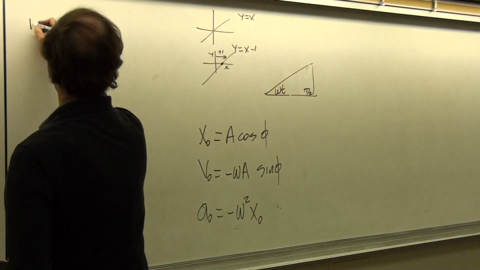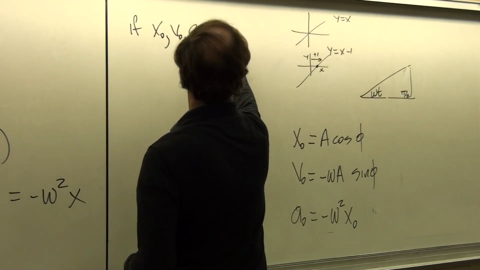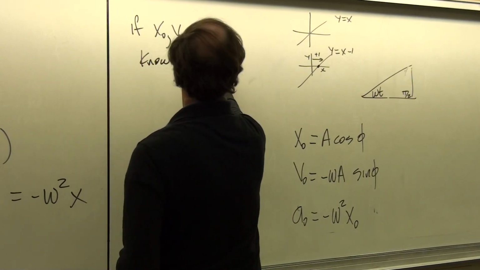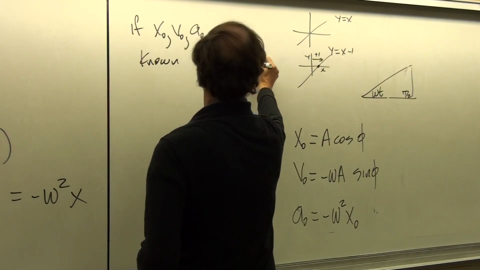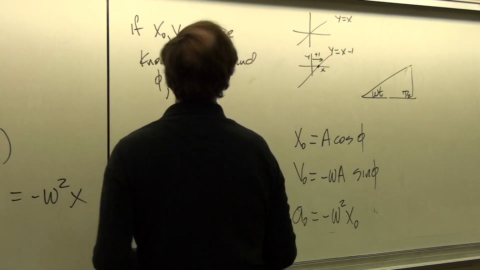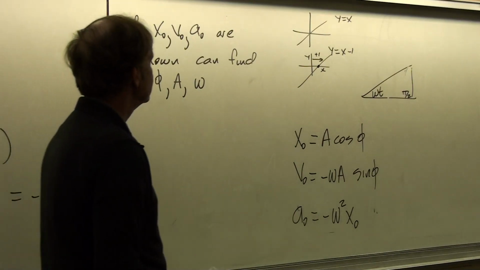Okay, so that's pretty cool that we can do all of that in this more general case. So if x naught, v naught, a naught are known, we can find the phase angle, the amplitude, and omega. That's pretty cool if we can actually do that. Let's see if we can.